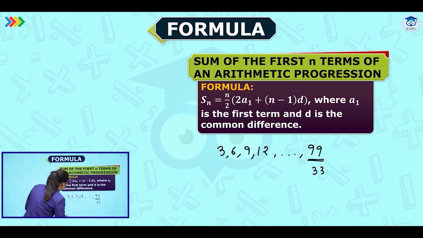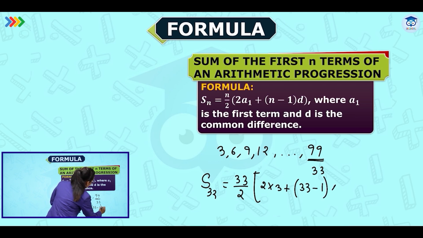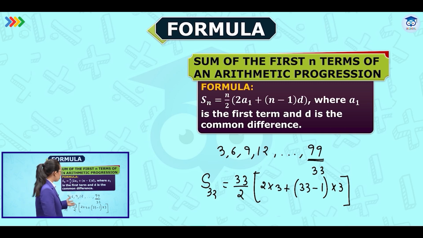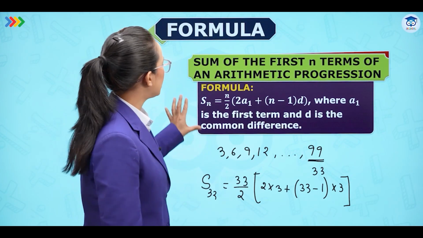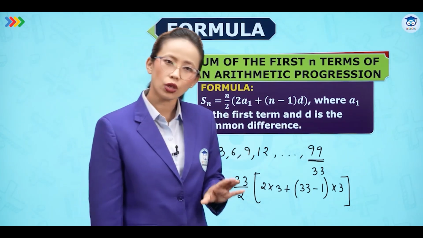So the sum of the first 33 terms of this particular AP is given by 33 upon 2, then 2 into A1, which is 3, and then 33 minus 1. D is again 3, because the common difference is 3 between each term. Like this we can substitute and calculate the value, very easy. So this is the formula for finding the sum of the first n terms of an AP.